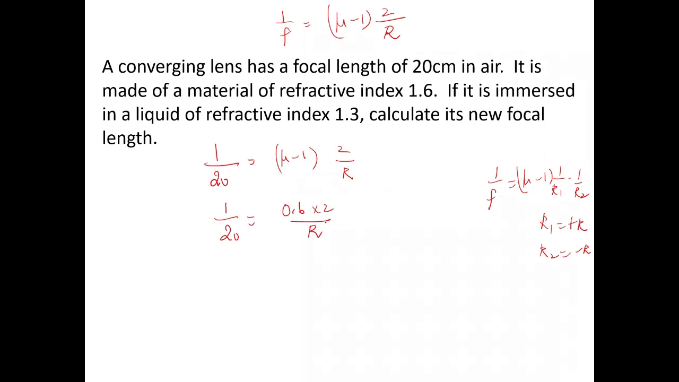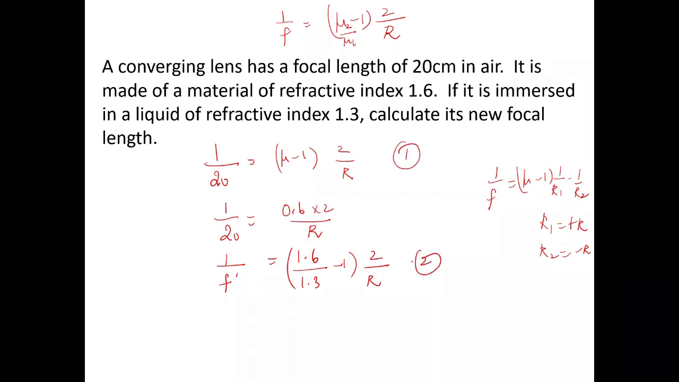If it is immersed, second equation 1 by F dash is equal to, now the equation is mu 2 by mu 1, correct? This is the actual formula: 1.6 by 1.3 minus 1 into 2 by R. So call the first one equation 1 and this equation 2. From equation 1, 1 by 20 is 1.2 by R. So R you can calculate from this and substitute here.